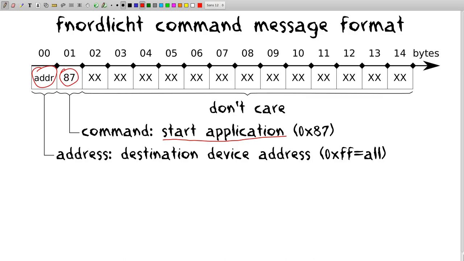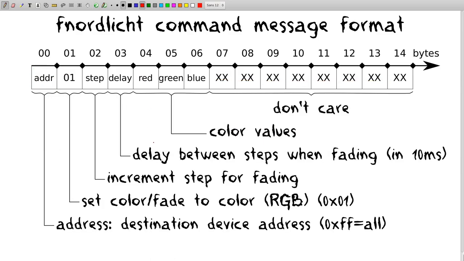You send this command type 87, that's in hex. And the other bytes you don't really care about, because it's just telling the device, please start the program. Now, if we want to send some data, we have to send the 01 command. This stands for set RGB value, set data. And here we can see that we set the RGB values.